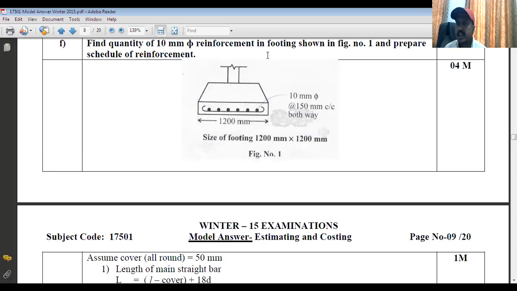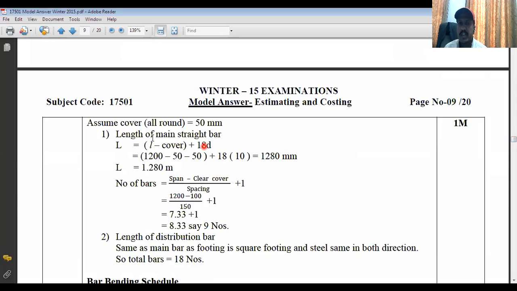I will use the pointer again for the same. This is your hook number 1. This is your hook number 2. So the standard length of the hooks is 2 times the standard length, that is 9D, that is 18.5D or 18D. You can use any notation. So length of main bar equals the length which is given minus clear cover plus 18.5D.